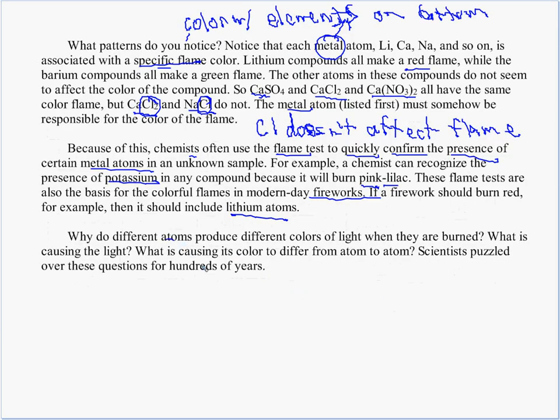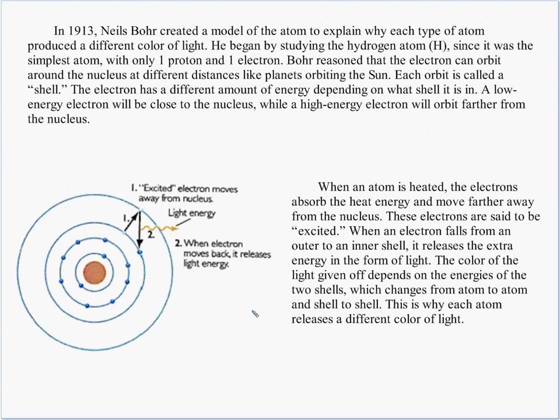Interesting. Why do different atoms produce different colors of light when they are burned? I don't know. What is causing the light? What's causing its color to differ from atom to atom? Scientists puzzled over these questions for hundreds of years. Yeah, I don't know either. In 1913, Niels Bohr created a model of the atom to explain why each type of atom produced a different color of light. Okay, so he's got an idea. He began by studying the hydrogen atom, H, since it was the simplest atom with only one proton, one electron. No neutrons? I guess that is simple. You can't get much more simple than that.